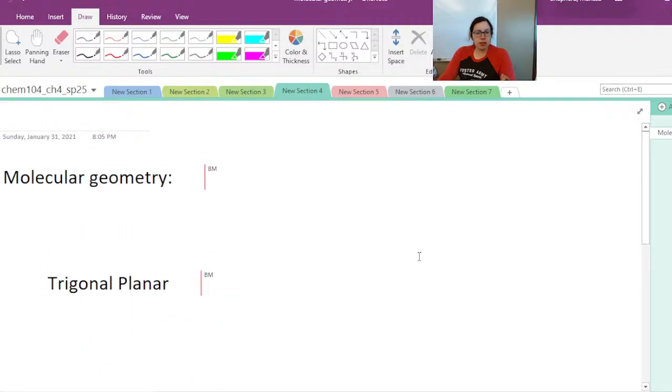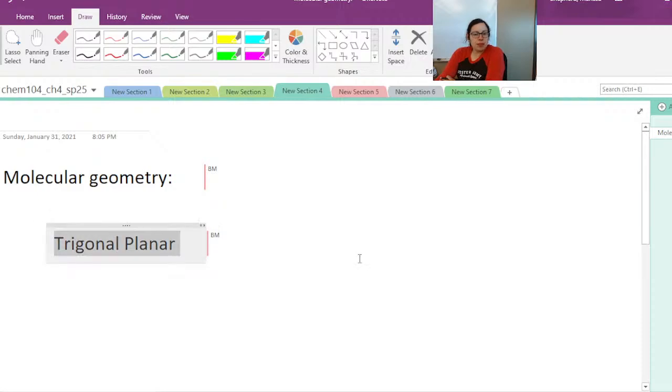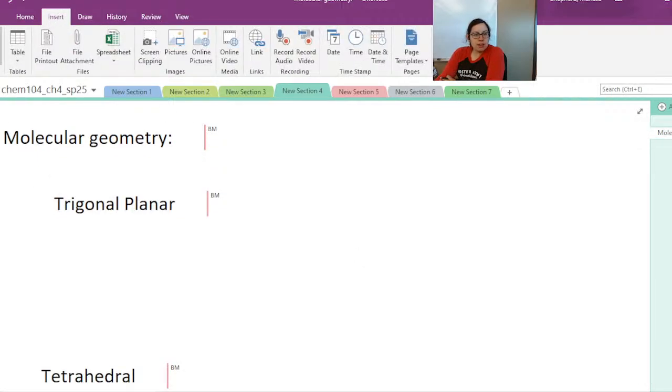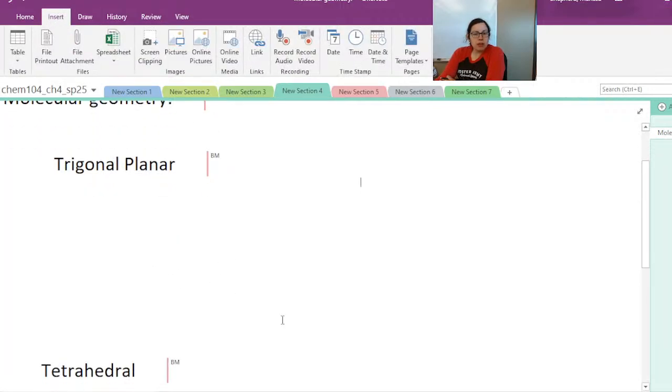All right, so we just want to look at molecular geometry again. And we're mainly just trying to hit the highlights of these. So let's look at some classic examples of trigonal planar. Like I mentioned, these first examples might be a little strange. So we have boron trichloride.